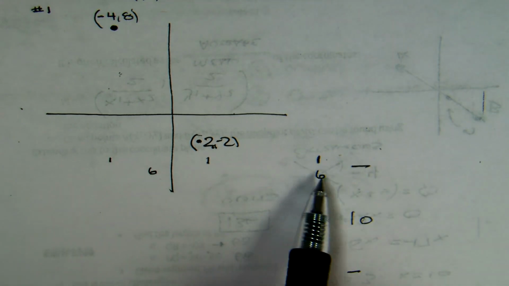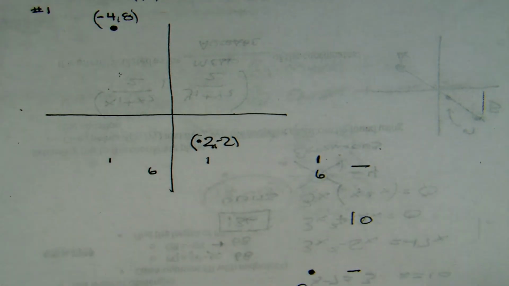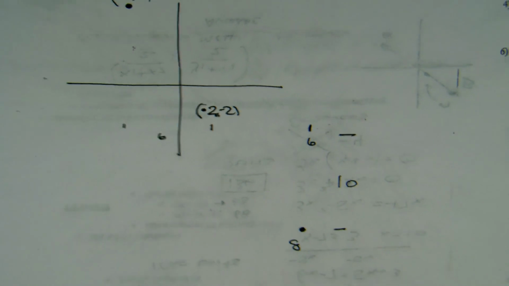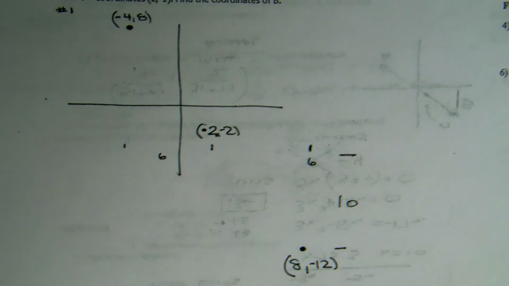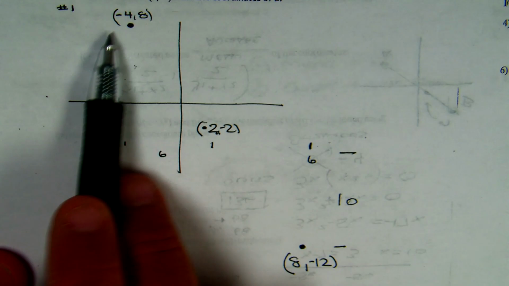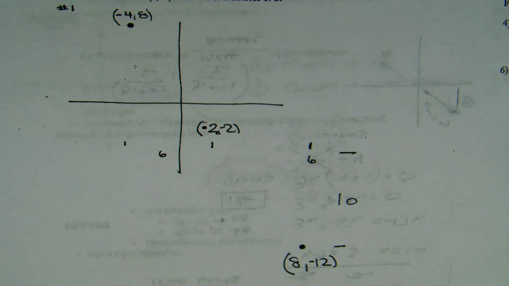If I go over 6 from 2, I'm at 8. I'm just counting. And if I go down 10 from -2, I'm at -12. So my other endpoint is at (8, -12). Try to get it all on the screen so you can see the whole thing. So again, how far I go over, I just repeat the process. How far I go down, I just repeat the process.